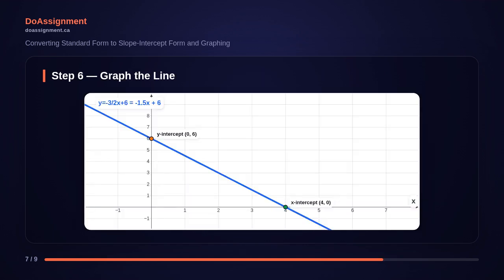Here is the graph of y equals negative 3 halves x plus 6. The line crosses the y-axis at (0, 6) and the x-axis at (4, 0). Because the slope is negative, the line falls from left to right, going down 3 units for every 2 units we move to the right.